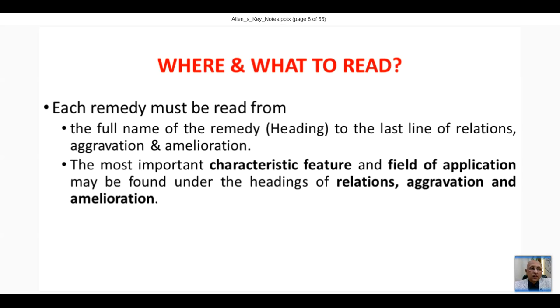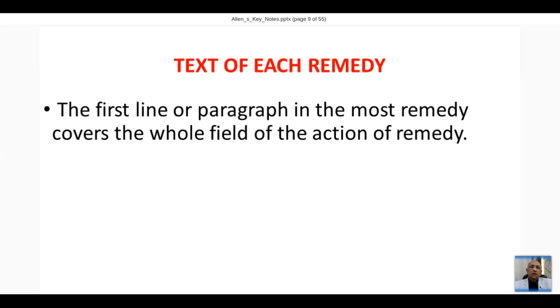Then how to read, how to go ahead. First important thing, this is new for me 8 days back, because I was not looking. I was knowing each and every sentence, but I was not knowing exactly what it means. The first line or first two lines, our first paragraph in most of the remedies, covers the whole field of action of the remedy.